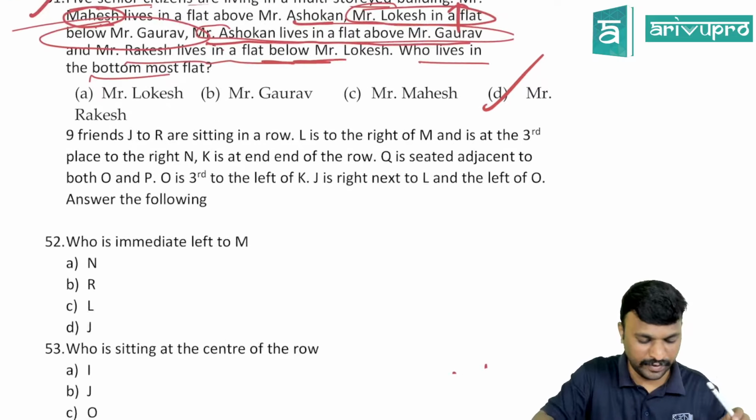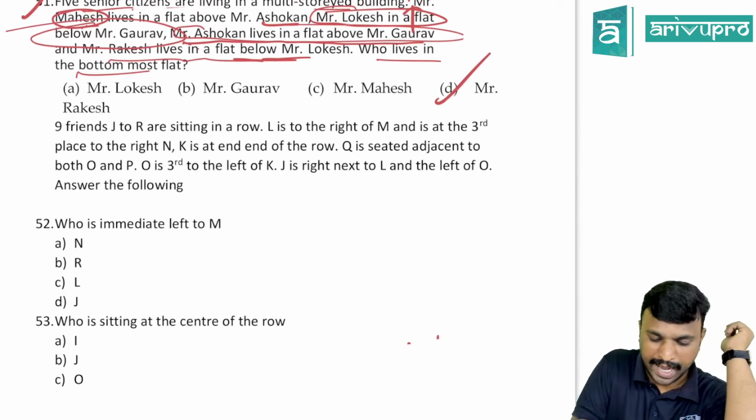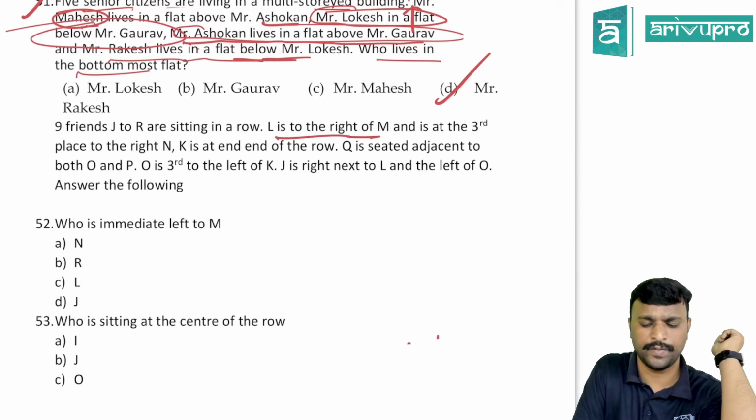Question number 52 and 53. Let's solve the question. L is to the right of M. Is it a sure one? It's not a sure one.